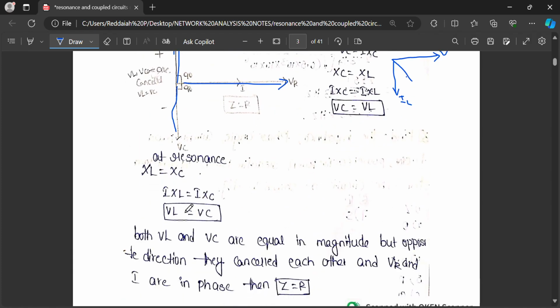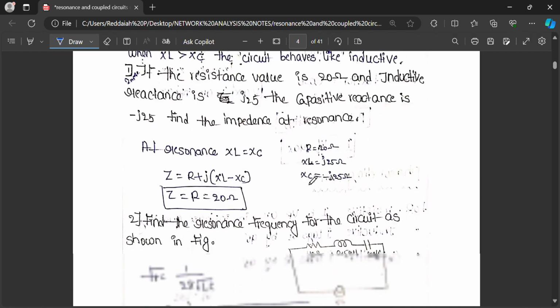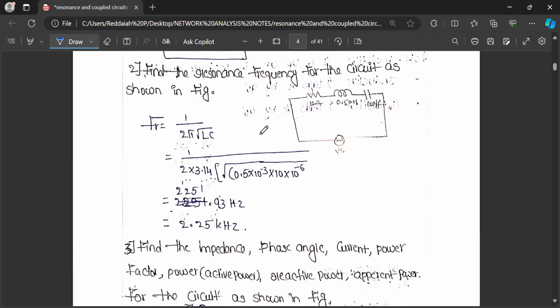At resonance, XL equal to XC, VL equal to VC, and then Z equal to R, that resonance condition we have seen. Find the resonance frequency for the circuit as shown in the figure. R equal to 10 ohm, L equal to 0.5 millihenry, C equal to 10 microfarad. What is the formula for resonance frequency?